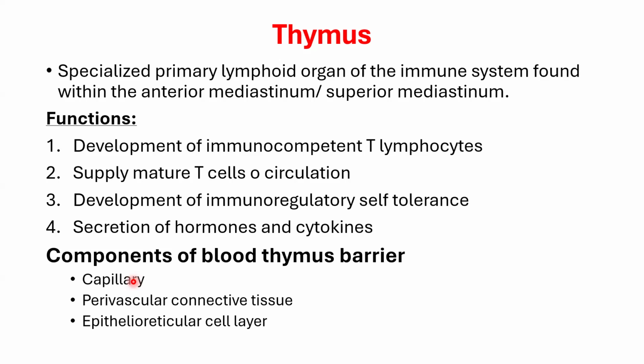Here you have the endothelium of the capillary. You can have the basement membrane of the capillary. You can have connective tissue between the two. Then you can have the basement membrane of the epithelial reticular cell, and then finalize now with the epithelial reticular cell layer. So those are 5 layers of the blood thymus barrier.